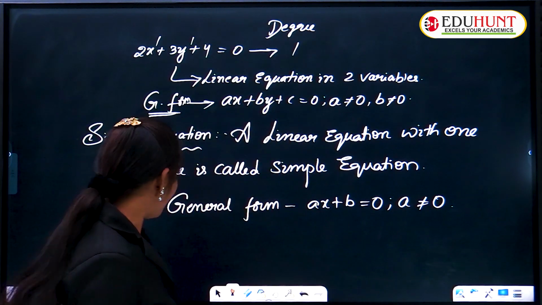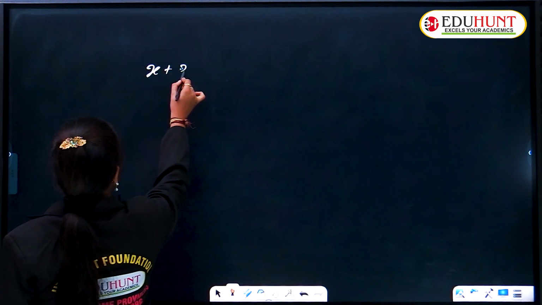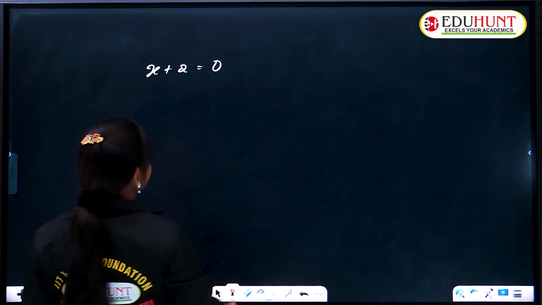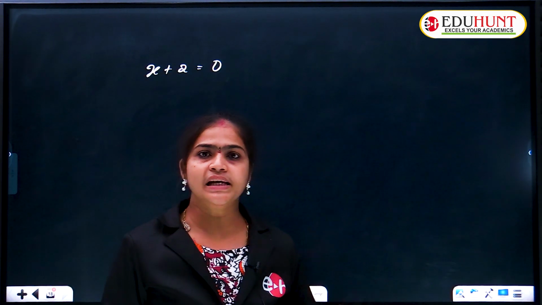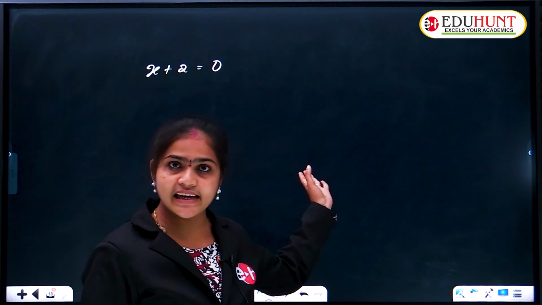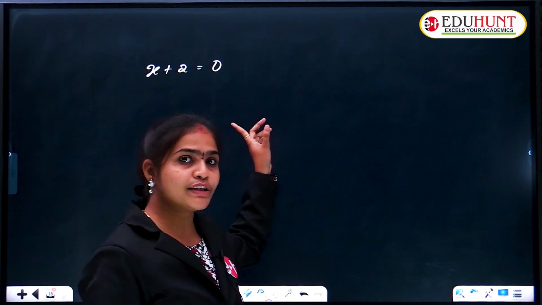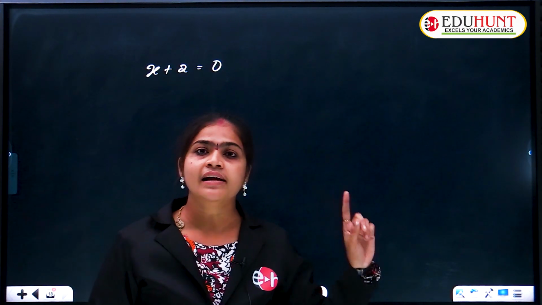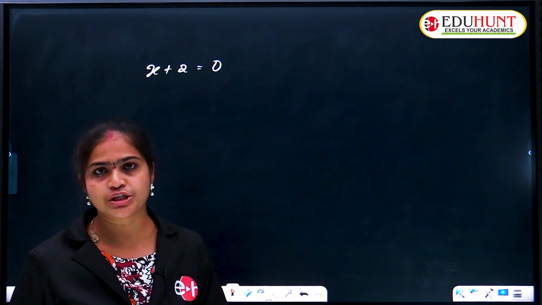Understood? Now for example, x plus 2 is equal to 0. Is it a simple equation or not? Of course, this is a simple equation. Why? Because this is a linear equation with degree 1, and the equation contains only one variable. That's why this is called a linear equation in one variable or simple equation.